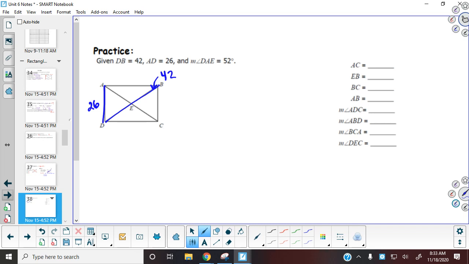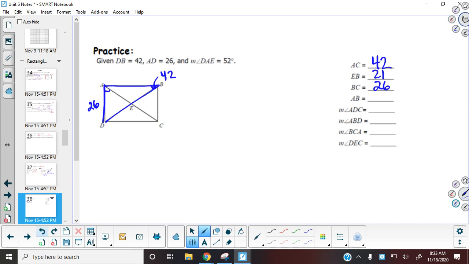Okay, so let's pick out some pieces. AC is this other diagonal. Because it's a rectangle, we know that the diagonals are congruent, so that's going to be 42. We know that EB is half of that, so that's 21. BC is opposite the AD that we already know, so BC is going to be 26 also. And then it asks for AB.